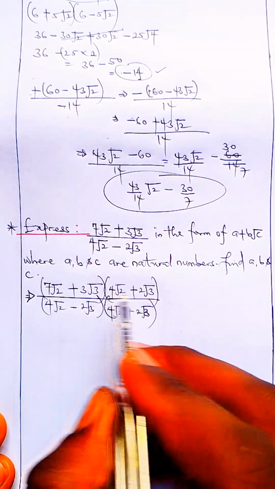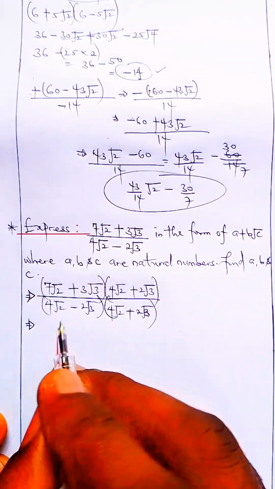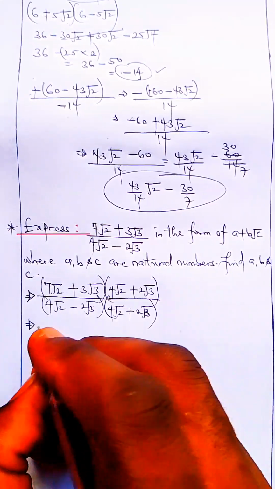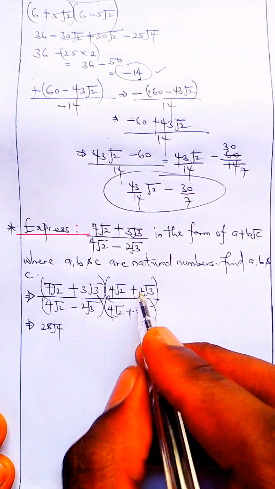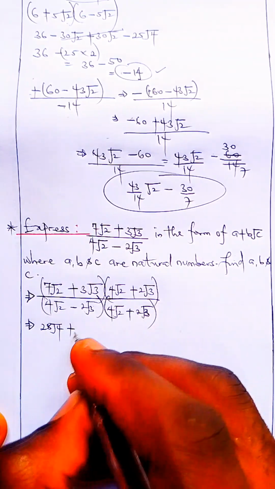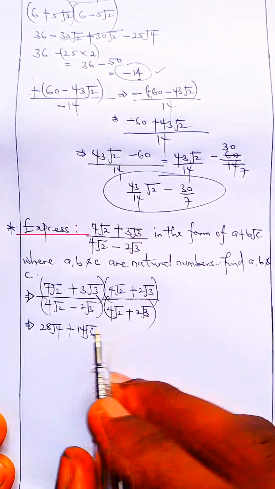That will be 7 root 2 times all the stuff right up there. So we're expanding right away. 7 root 2 times 4 root 2: 7 times 4 is 28, that's 28 root 4. 7 root 2 times this will be plus 7 times 2, 14. Root 2 times root 3 is root 6. So we're done with the first one.